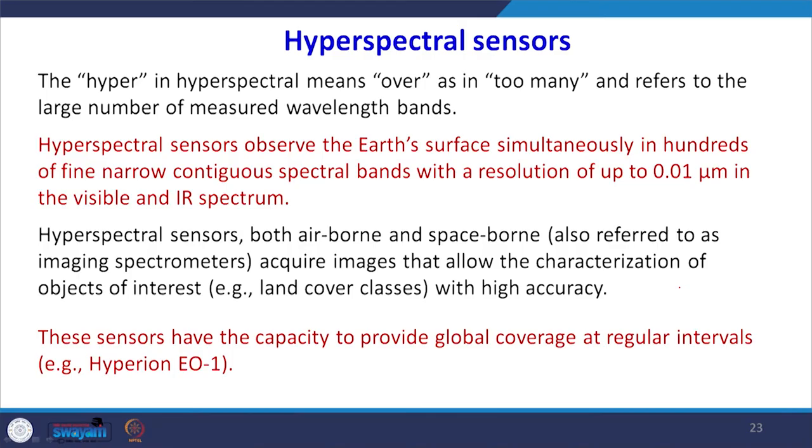So when we are talking of hyperspectral sensors, hyper means over, you know, lots of things. Over means quite a large number. So that is the meaning of hyper, too many, and it refers to the large number of wavelength bands. So hyperspectral means too many spectral wavelength regions. Any sensor which is giving me data in a very large number of spectral wavelength regions, where each wavelength region becomes narrow, these are called hyperspectral images.